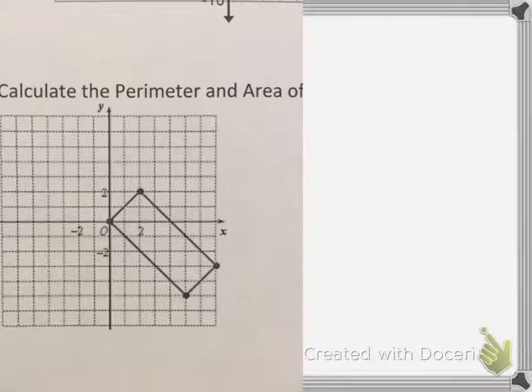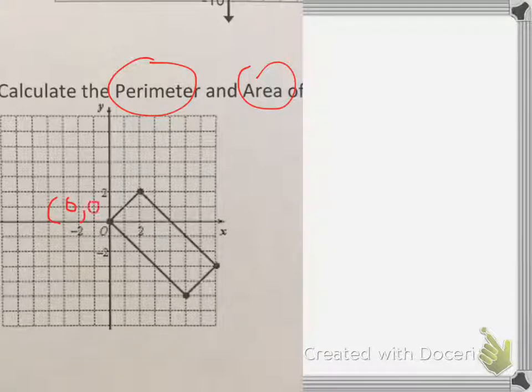It says calculate the perimeter and the area. So this time I have to find the perimeter and the area, two different things. And again, it's disappointing that I have to find the distance on all of these because none of them are straight across or straight up and down. So I'm going to have to put them all through the distance formula.